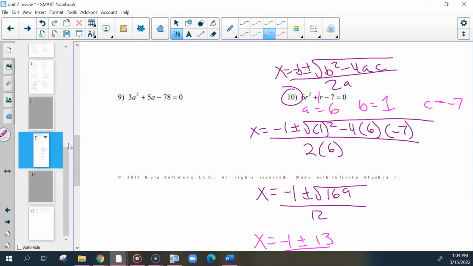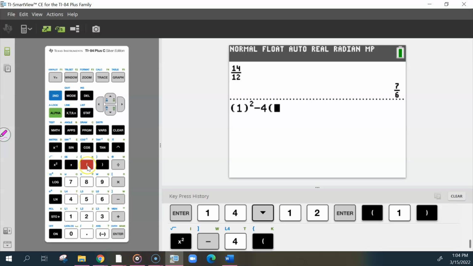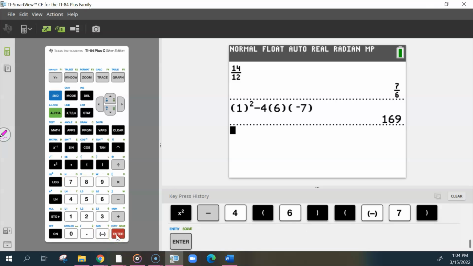The calculator, just on your home screen. So you wouldn't do the full thing, you would just do 1 squared minus 4 times. Just figure out what that is.